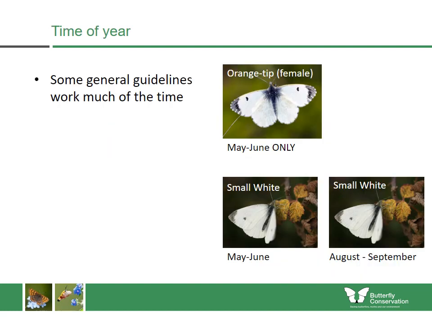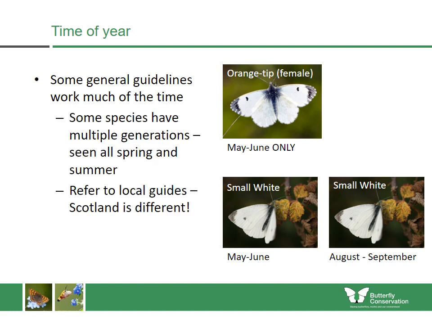The time of year can be important too, and this is because some general guidelines work for much of the time. For example, if you see a butterfly in early May or June, it could be an orange tip female, or it could also be a small white, and both of those are very similar species. However, the orange tip only flies once per year in Scotland, and that's in early summer, whereas the small white can fly later in the year because it has 2 generations per year. So if you see a white butterfly in late summer, it's extremely unlikely to be an orange tip.